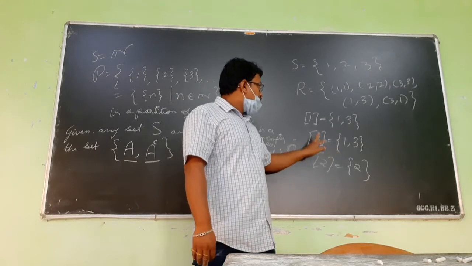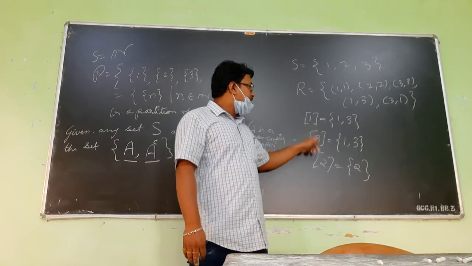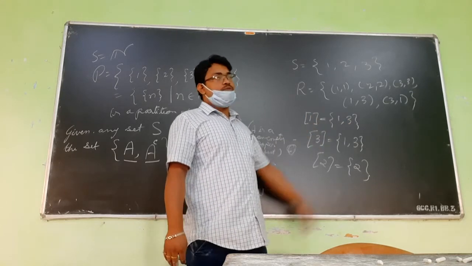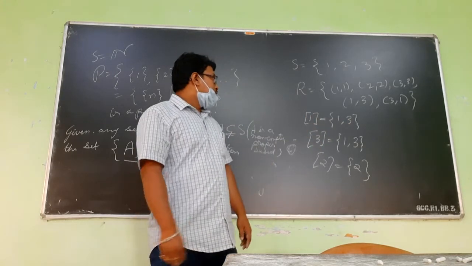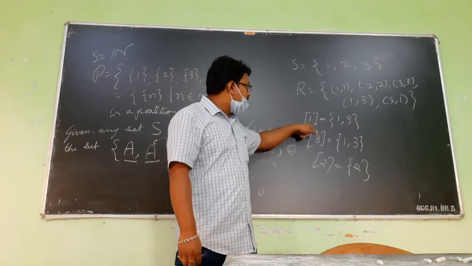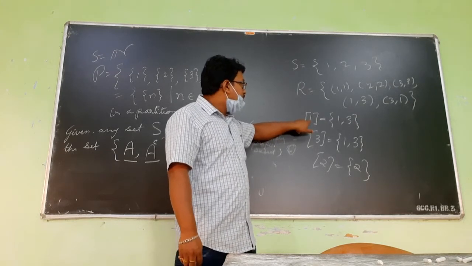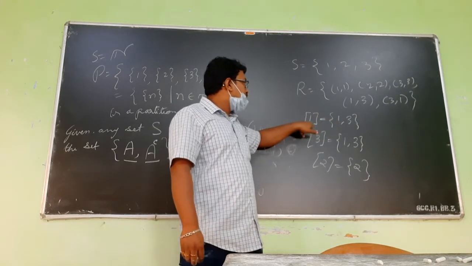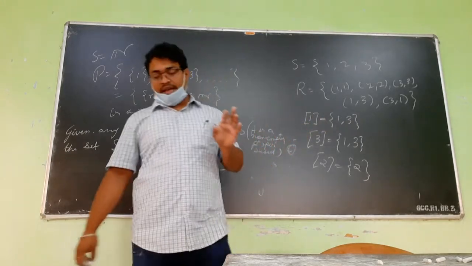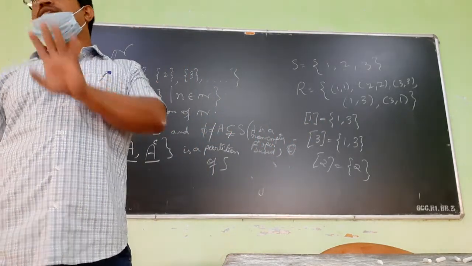Okay. So something like that. The same equivalence class can be represented by different elements of the same set. Whenever we write this symbol, the number that we write here is called a representative of this class. So an equivalence class may have many representatives.